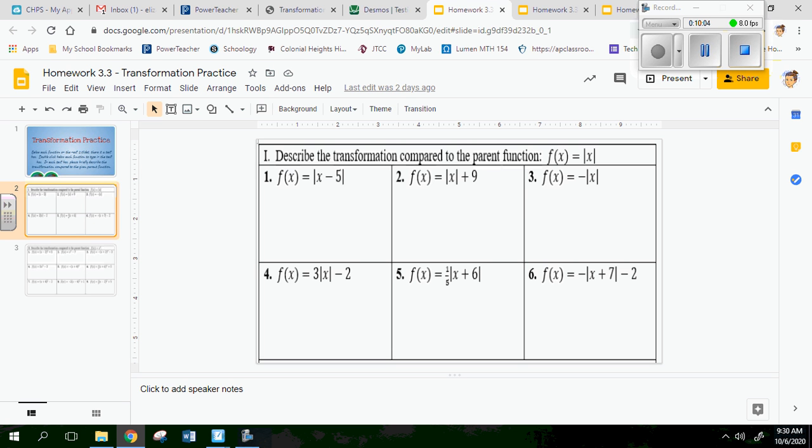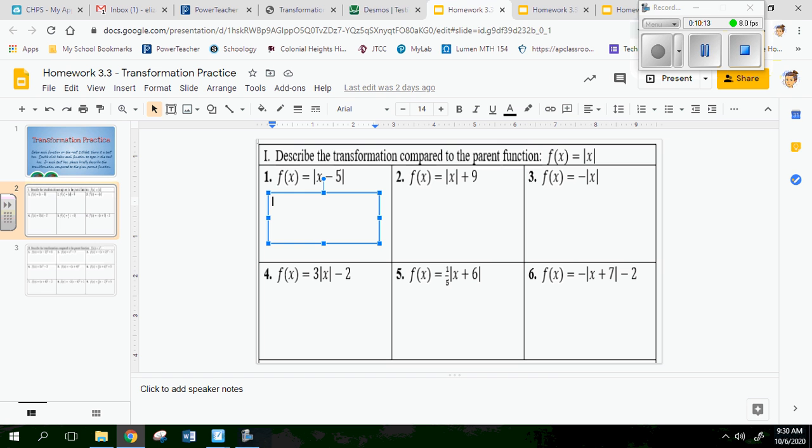So if I tap one, why isn't it letting me tap in there? There we go. If you double tap, you should see a text box. And you're going to just type in, well, if there's a -5 inside the grouping symbol, what did we say? Right? How many? 5. So that is literally what you're going to type in that box. Write 5 and you're done.